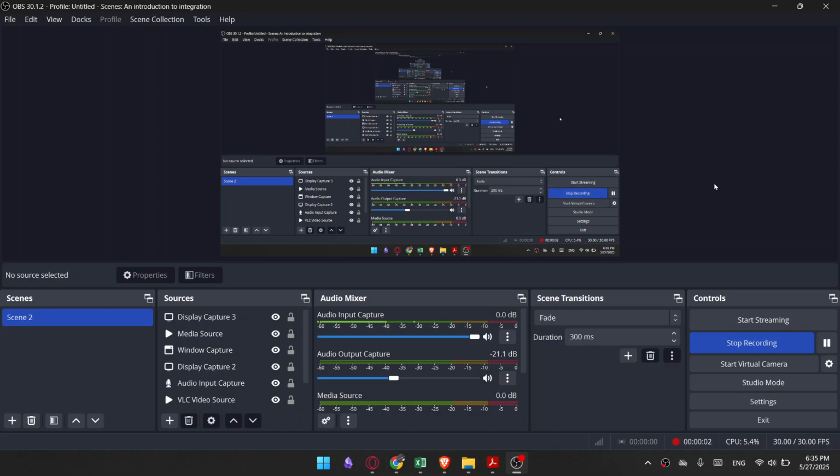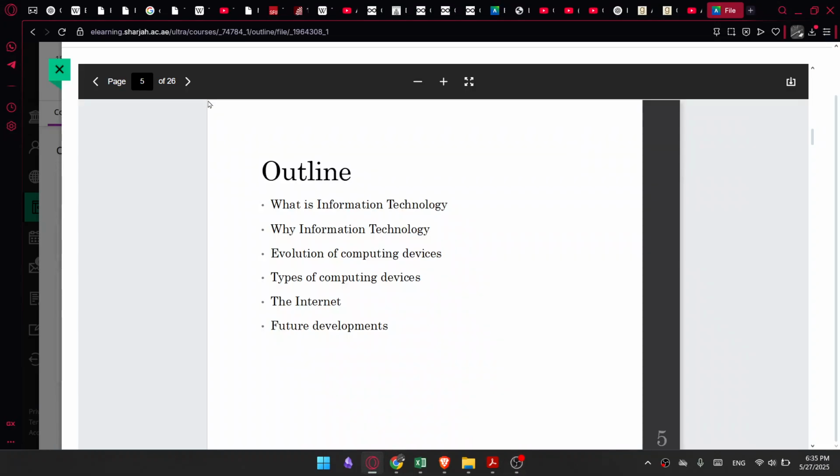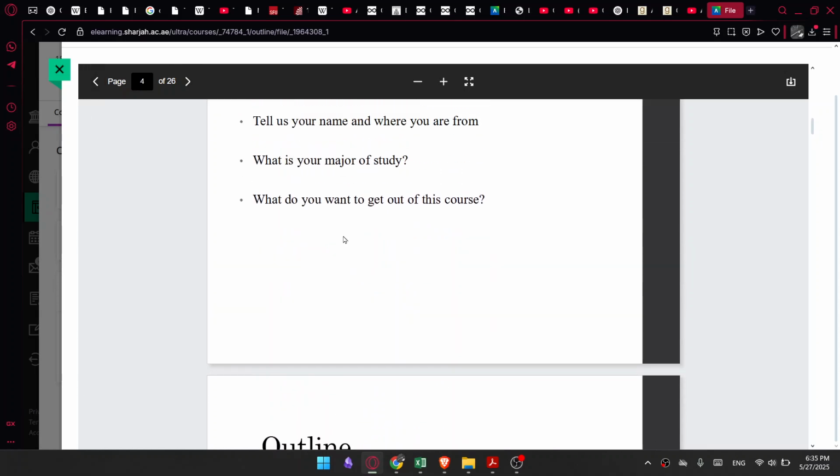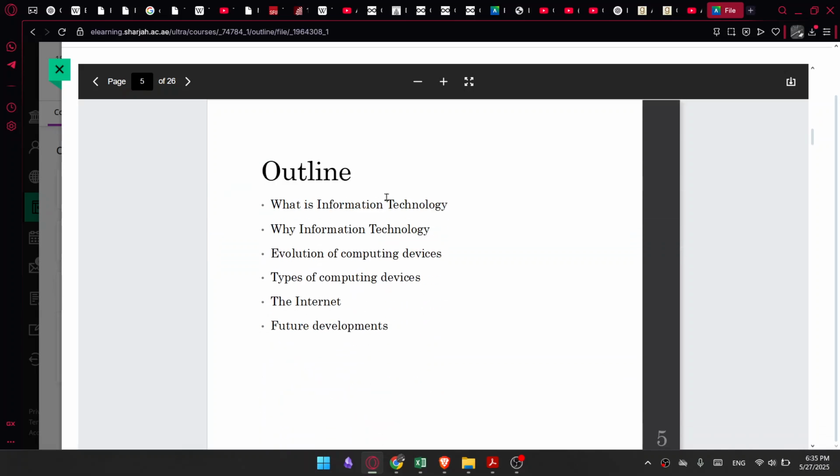This is the first lecture of Internet IT theory. So I'm going to start with the first chapter. It is about introduction to IT. Outline: What is information? What is information technology? Why information technology? Evaluation of computing devices. Types of computing devices. The Internet. Future developments.